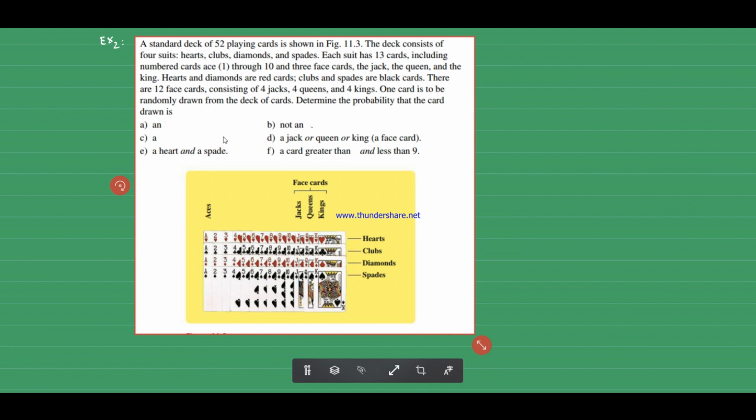Now the question is to find the probability of drawing a card. Find the probability that the card drawn is, let's say, a 7. For part B, not a 7. For part C, I want to get a diamond card. And for part D, I want a card greater than 6 and less than 9. So let's see how we do this.